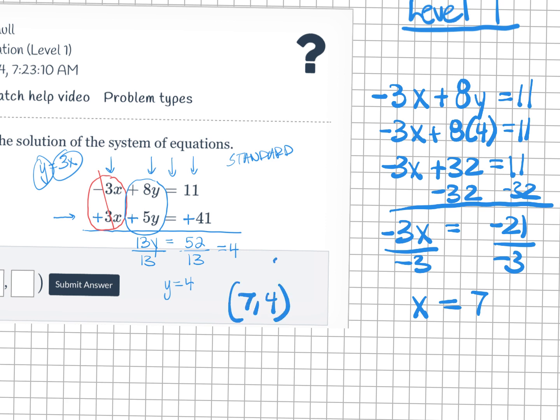So this way is a little uglier, but we know what we're doing. But this is the new skill. You want something positive to match up with something negative to cancel each other out. So in level 1, I'm pretty sure they're going to give you the number ready to go. You just got to know what to do with it. Okay, so let's go to level 2.